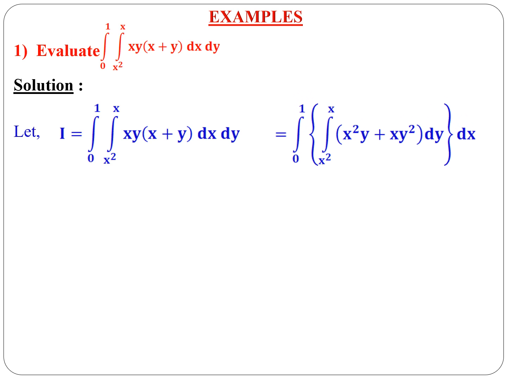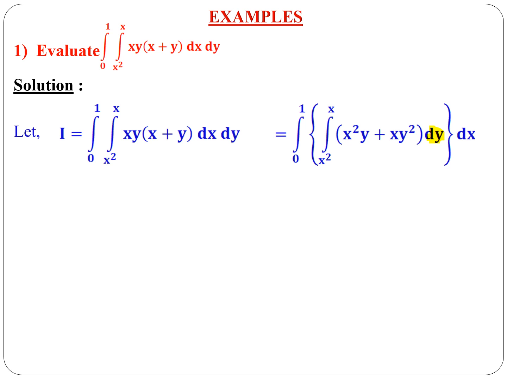We will write it as external limit 0 to 1, internal limit x square to x, and the whole function, that is x square y plus xy square. We have multiplied xy in the bracket, and since the x limits are given, it is for y. So first we will integrate with respect to y. It is very important: first we integrate within the bracket, and then outside the bracket we write dx.